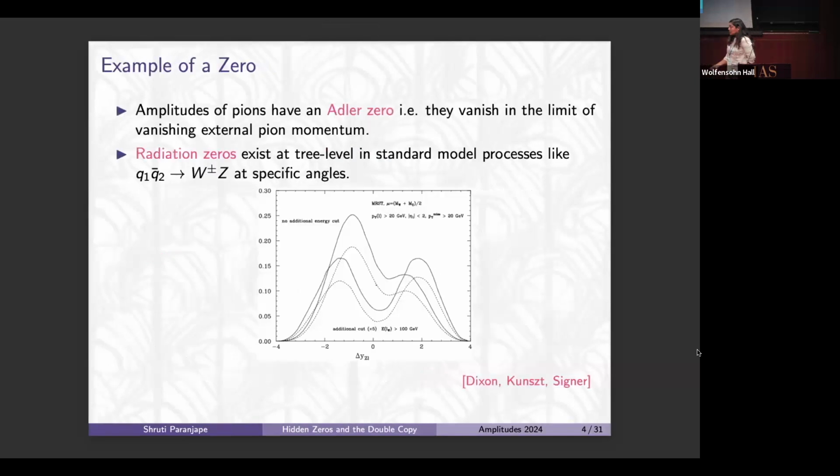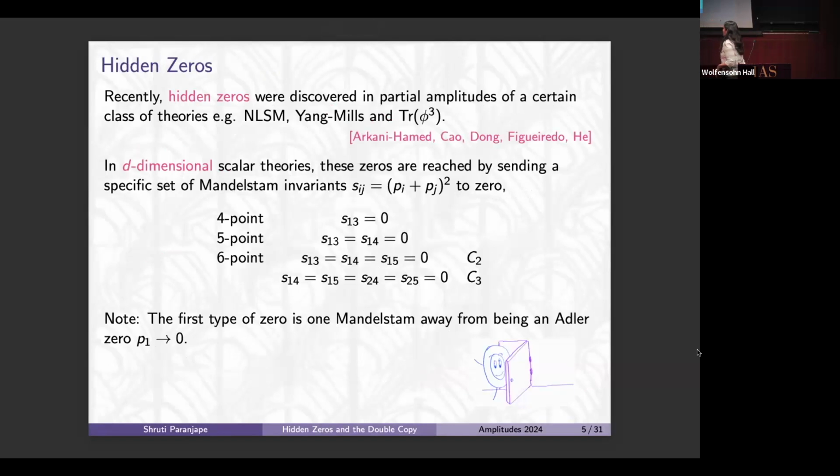Okay, so those are famous zeros. The zeros that we'll talk about today are slightly different. They're a little more similar to radiation zeros that have been discussed in the past, for example, in this paper over here. And these are zeros that, for example, at 4 point in a process like this, happen at a very specific angle. So the tree-level amplitude vanishes, and you see some kind of dip. So it's more similar to that than Adler, but if it helps you to think about an Adler zero, go ahead.